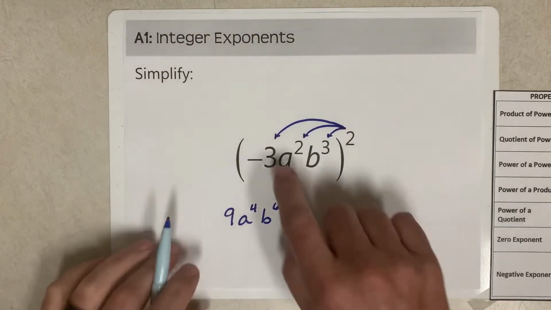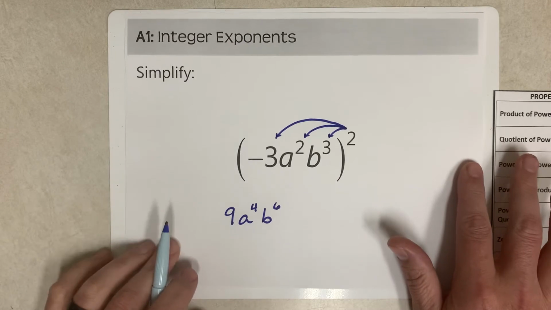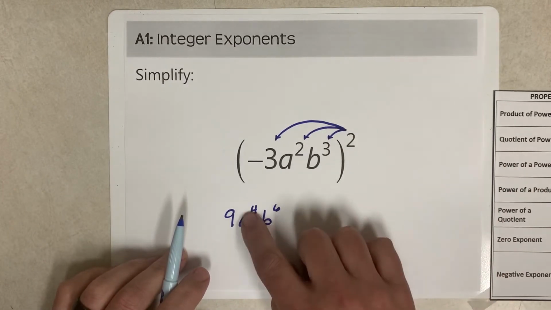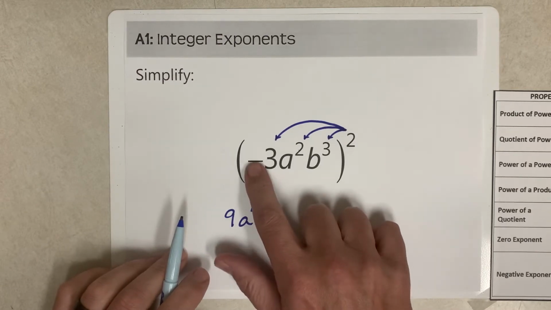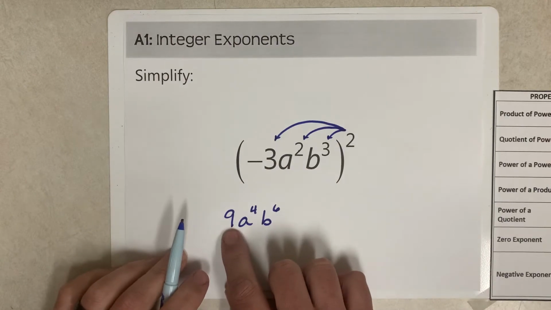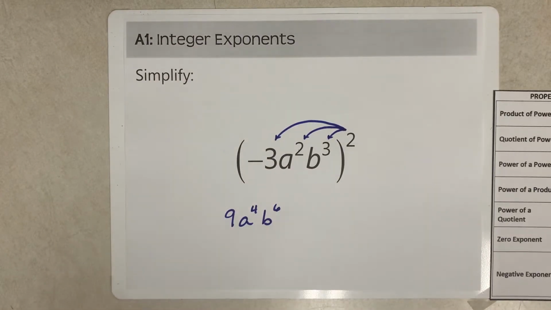So notice that I didn't write it all out again over here, did I? Eventually you're going to get to the point where you can distribute, and then you can do them directly like I did after you distribute. Just make sure that this negative goes along with this 3 when you square it, and it did become a positive 9. And that's my final answer for that one.